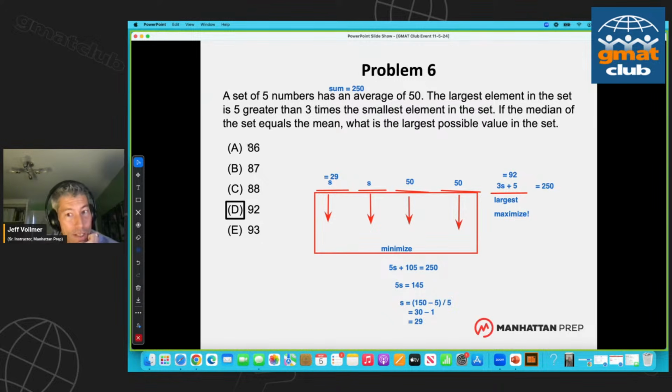And I guess A is as well. A is 5 more than 81, and 81 is a multiple of 3. That does assume that S is an integer, which sometimes we can get in trouble with, but I think on a problem like this, that's typically going to be the case.